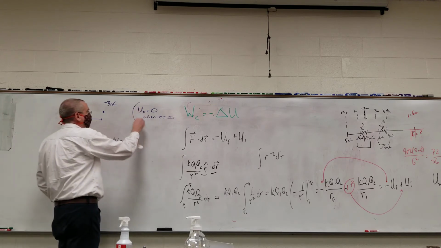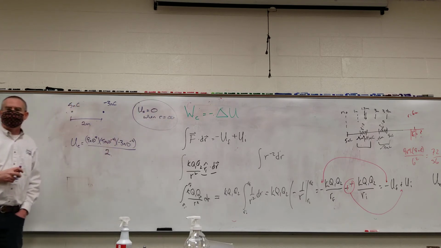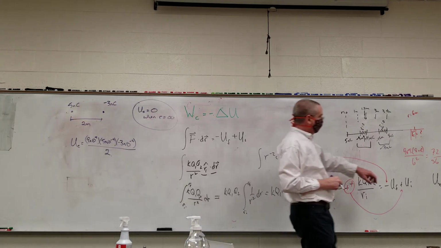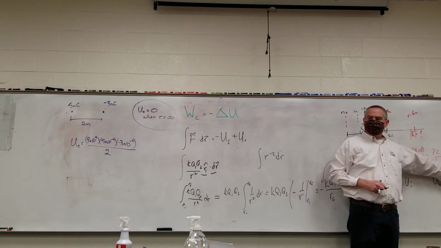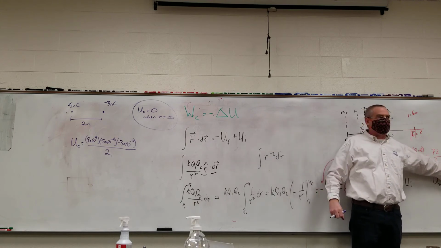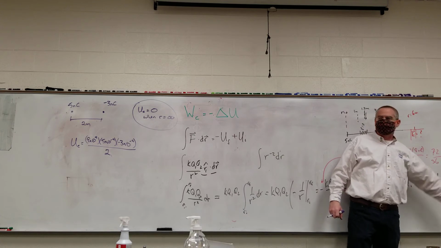Recognize that what this does right here is set my constant equal to 0. Because when R is infinitely large, this fraction here is equal to 0. And so, since the potential energy is equal to 0 at that point, the only way it works is if the constant is 0.